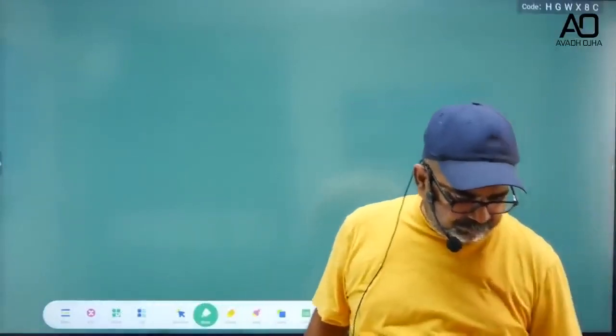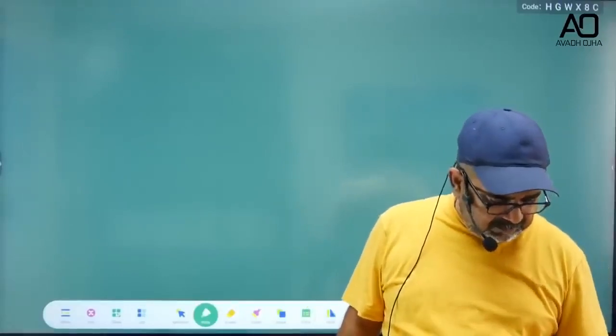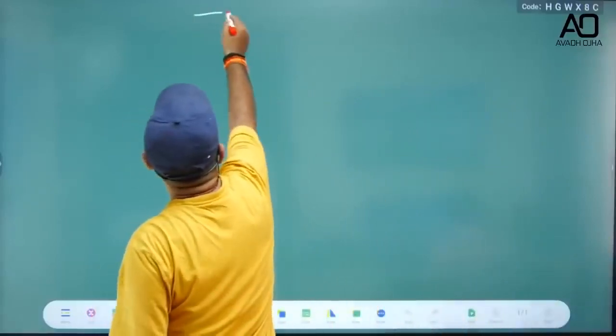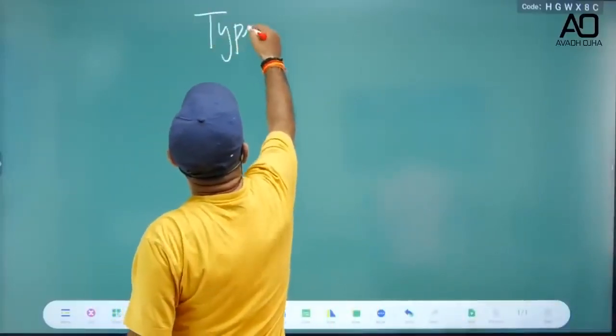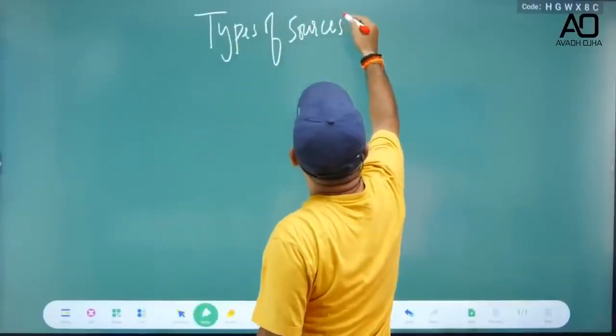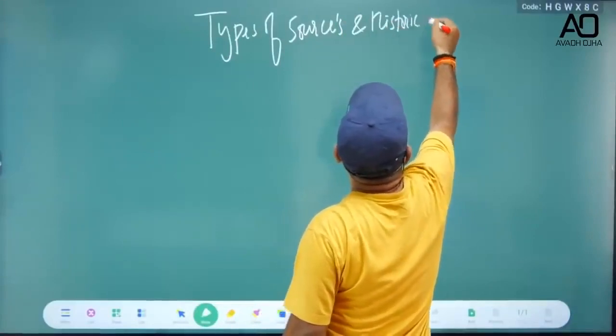Third chapter, a very prominent chapter as per the syllabus: types of sources and historical construction. Types of sources and historical construction.